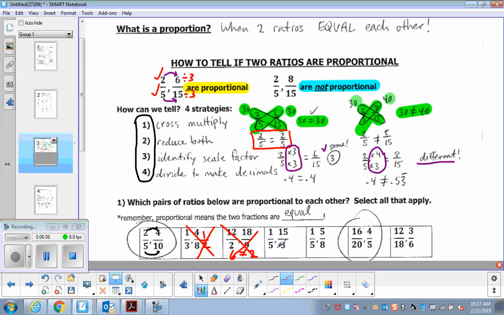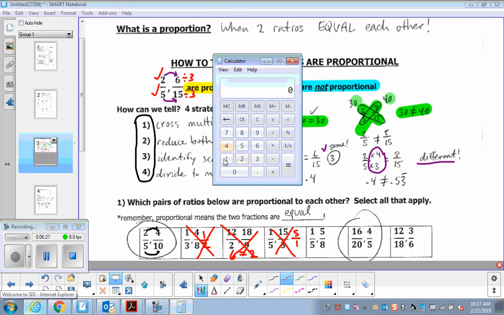1/5 is a reduced fraction, and when we reduce 15/3, we get 5 over 1. So 1/5 and 5 over 1, they're actually inverses of each other. They're reciprocals, so they're definitely not equal to each other. Therefore, they're not proportional.